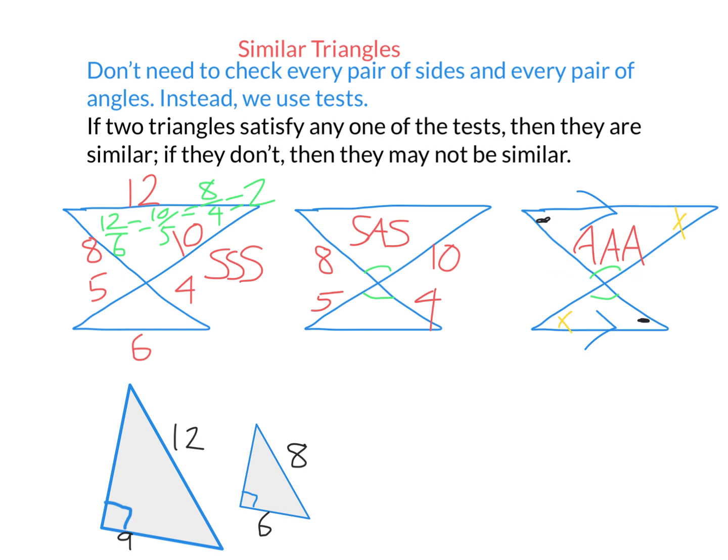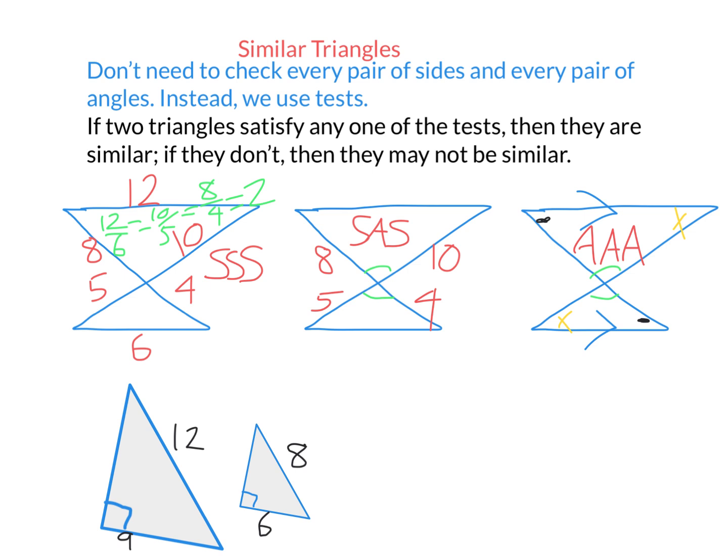So note when you're using the AAA test, you actually only need two pairs of equal angles. Because if you have two pairs of equal angles, the third pair of angles must be equal because angles in any triangle add to 180 degrees. So if you get two triangles and you don't have at least four sides, that is, you don't have at least a pair of side lengths in each of the two triangles, then you'll have to use AAA. That's the only option open to you.